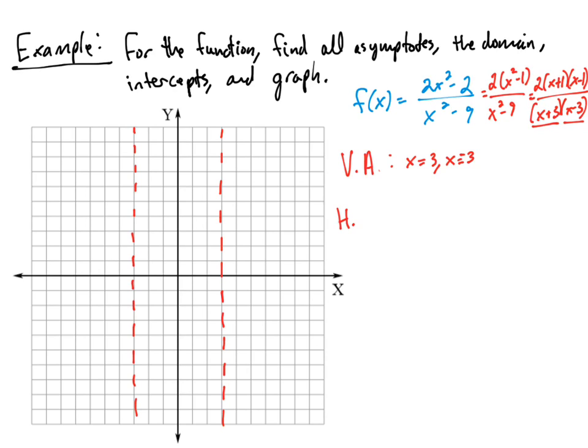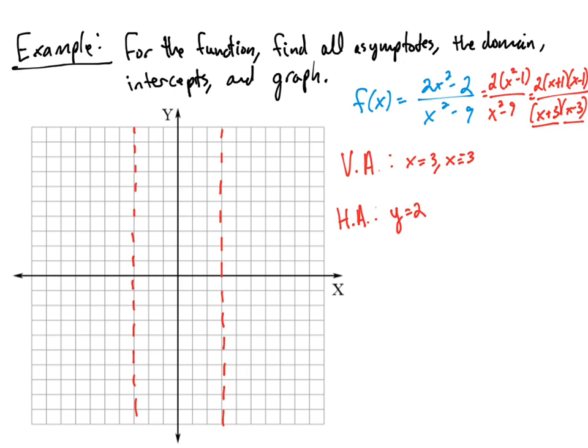Next, let's see if we have a horizontal asymptote. Since the degree of the numerator and the denominator are the same, they're both 2, that means we look at the leading coefficients. So we have 2, and then I have a leading coefficient of 1. 2 divided by 1 is 2. So we have a horizontal asymptote of 2.